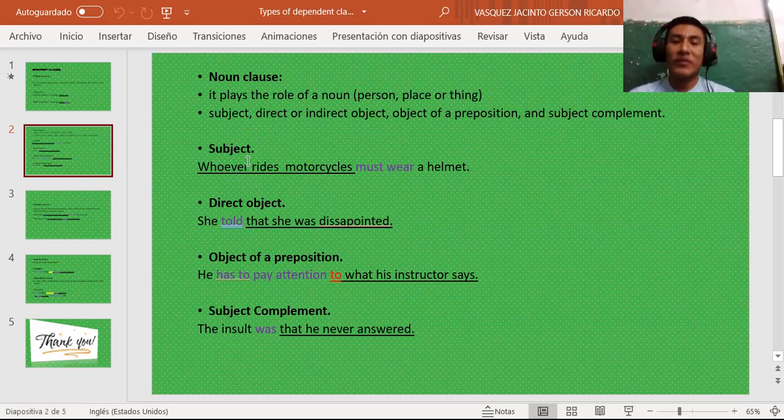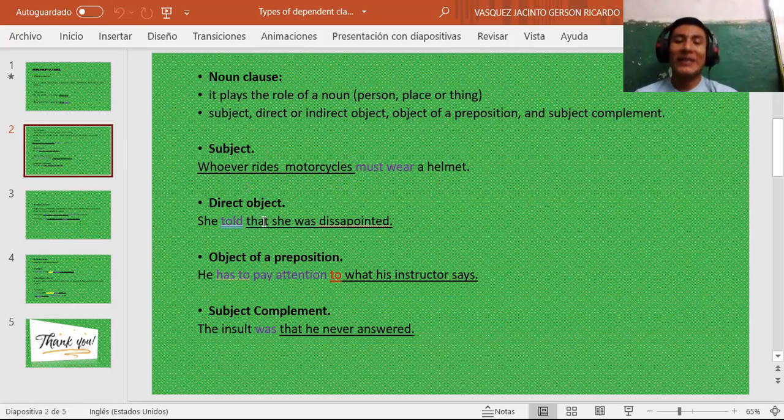First, a noun clause as a subject. Whoever rides a motorcycle must wear a helmet. In this case, we have underlined our noun clause, which is acting as a subject: whoever rides a motorcycle. If you read the sentence "must wear a helmet," it doesn't make any sense because we need the subject. The underlined clause is working as a subject.